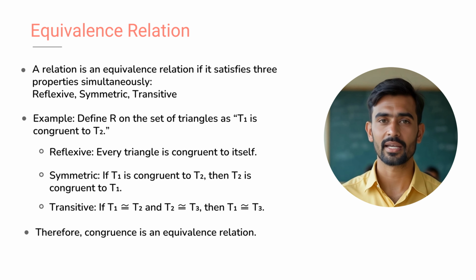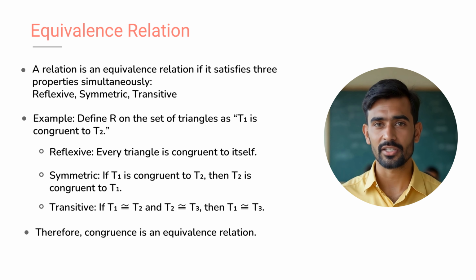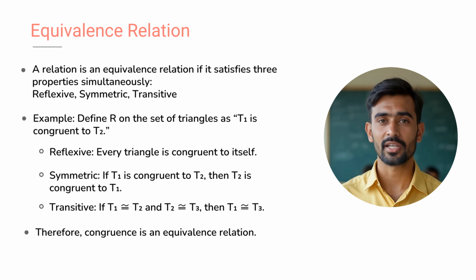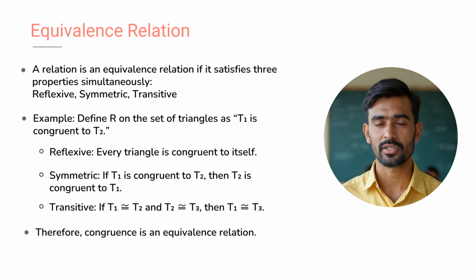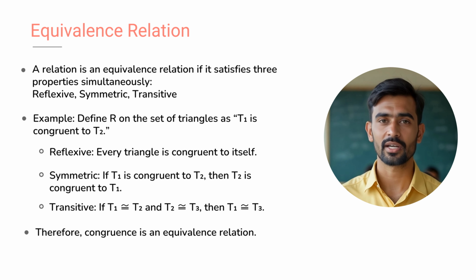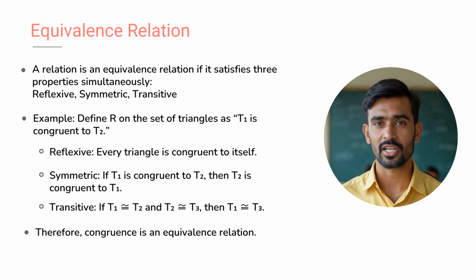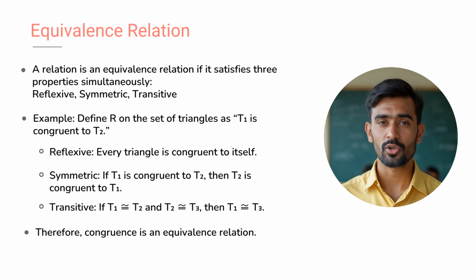Now let's check. Is it reflexive? Every triangle is congruent to itself, so yes. Is it symmetric? If triangle T1 is congruent to T2, then T2 is also congruent to T1. So, yes again. Is it transitive? If T1 is congruent to T2 and T2 is congruent to T3, then T1 is congruent to T3. Perfect. So, this relation checks all three boxes, which means congruence of triangles is an equivalence relation. And that's what makes equivalence relations so special. They group elements that are essentially the same under some rule.